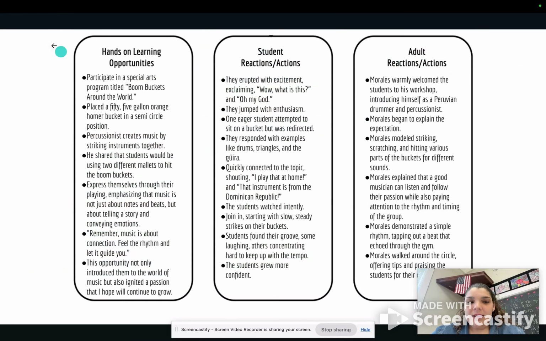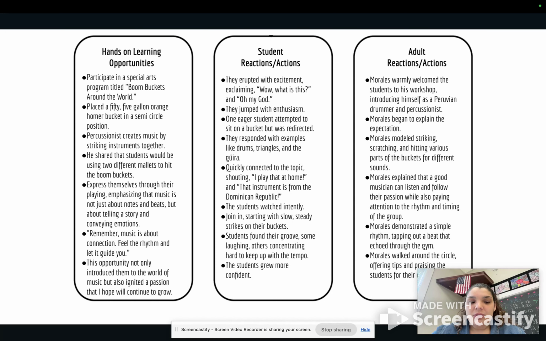So what are some things that we noticed throughout this observation? Well, there were many opportunities for hands-on learning. For example, students participated in a special arts program titled Boom Buckets Around the World, where there were 55-gallon orange Home Depot buckets in a semicircle position. There was a percussionist working with the students to create music by striking different instruments, using mallets to hit the boom buckets.